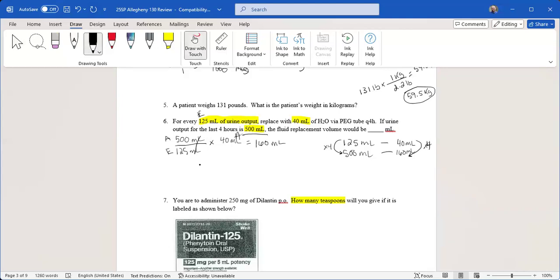All right, so let's say the expected output was 250 ml, and then my replacement was 50. So this is what's actually getting out, and this is what's coming in. Now let's say the patient only voided 125 milliliters. This is where you ask the question: would the replacement volume be more, the same, or less than 50? You don't need to answer.